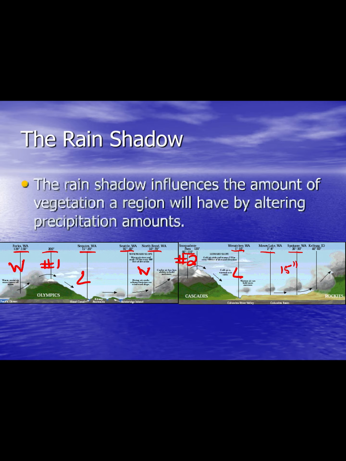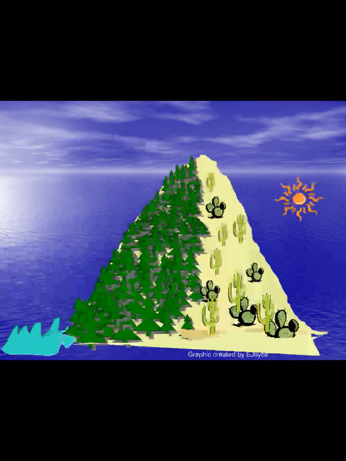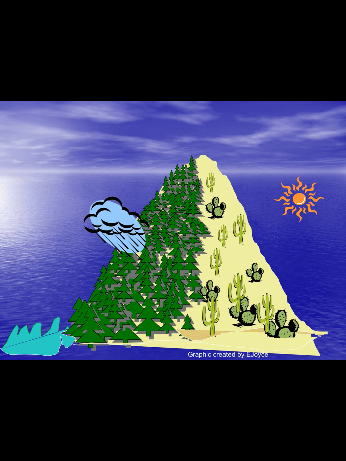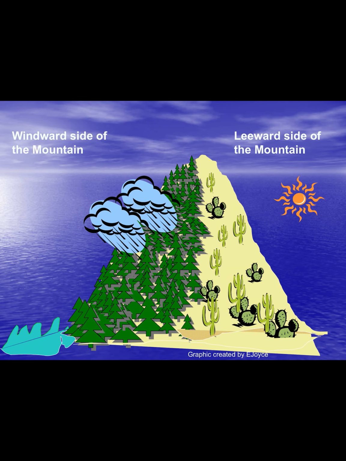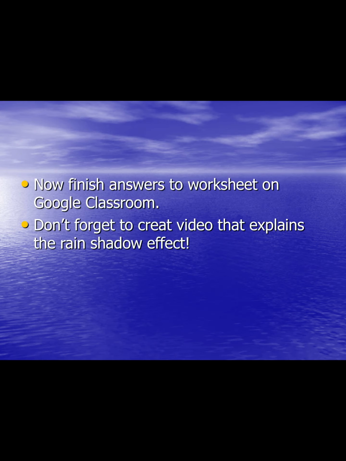So when we're looking at it, the rain shadow influences the amount of vegetation a region will have by altering amounts of precipitation. So this great image shows it real well. So we've got our clouds rising up. That's the windward side. Then we have the leeward side and the rain shadow.